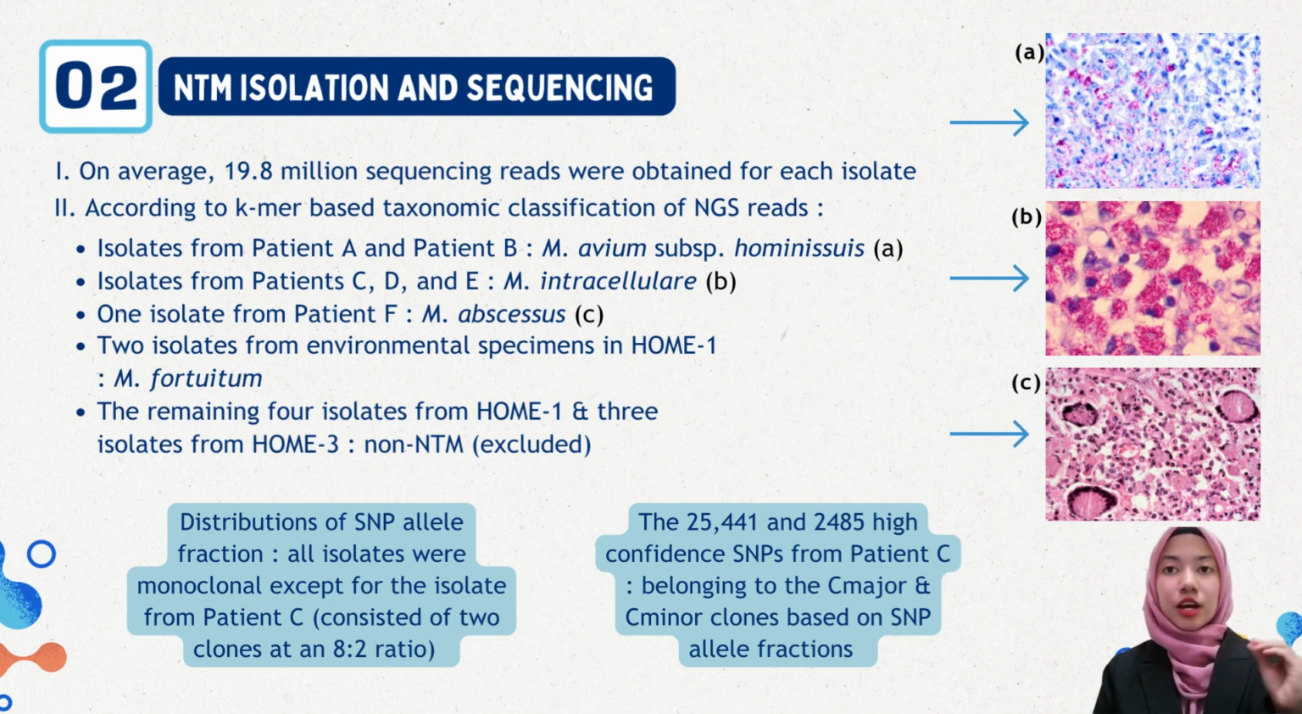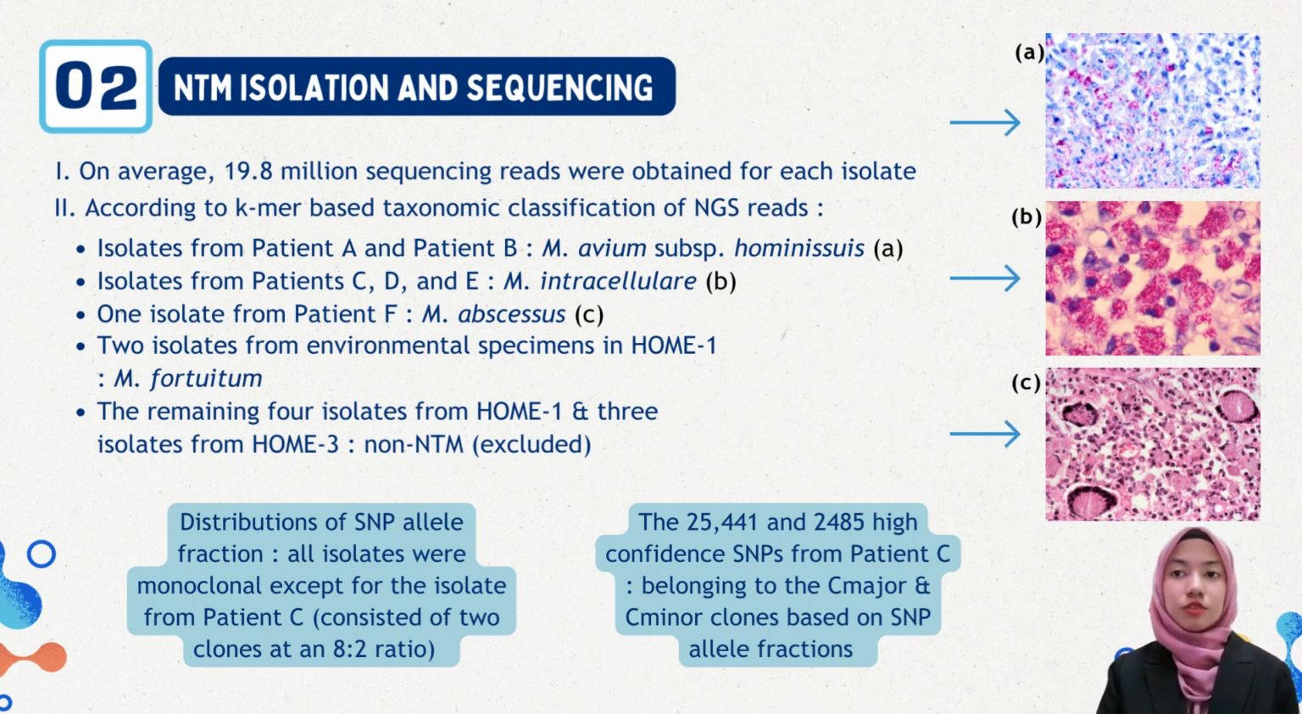Two isolates from environmental specimens in home 1 were identified as Mycobacterium fortuitum. The remaining 4 isolates from home 1 and 3 isolates from home 3 were classified as non-NTM and were excluded. Based on the distributions of SNP allele fractions, all isolates were monoclonal except for the isolate from patient C, which consisted of 2 clones at an 8:2 ratio.